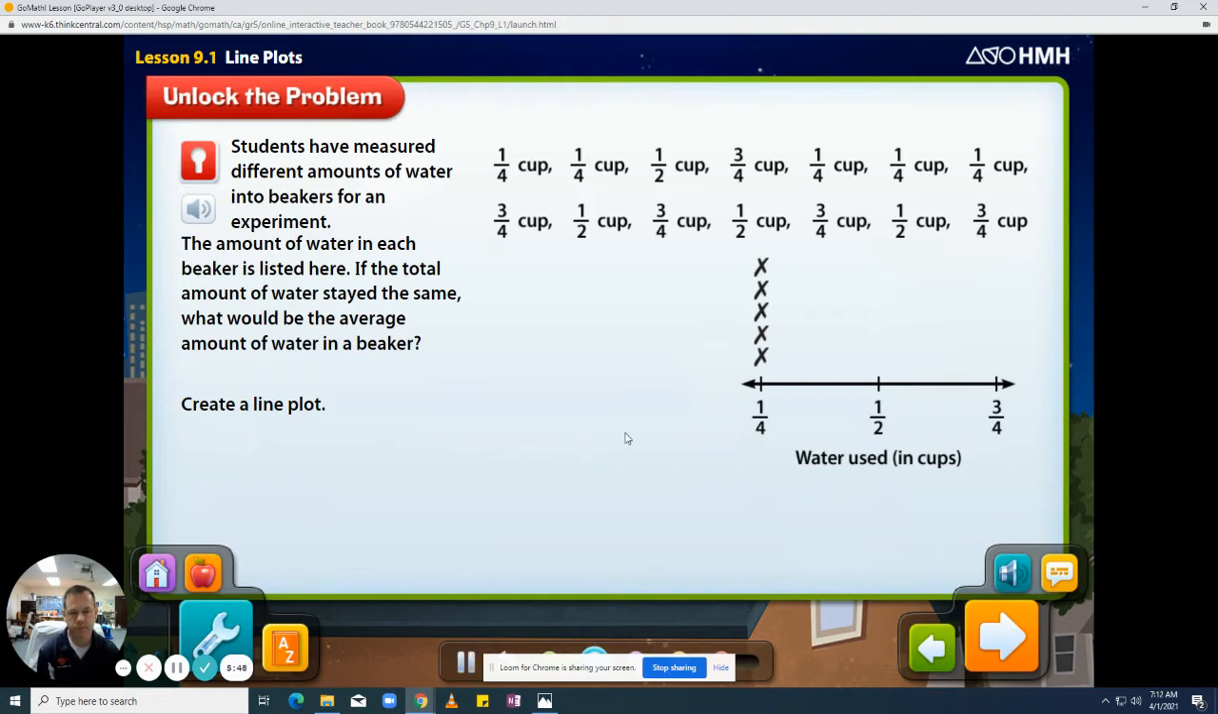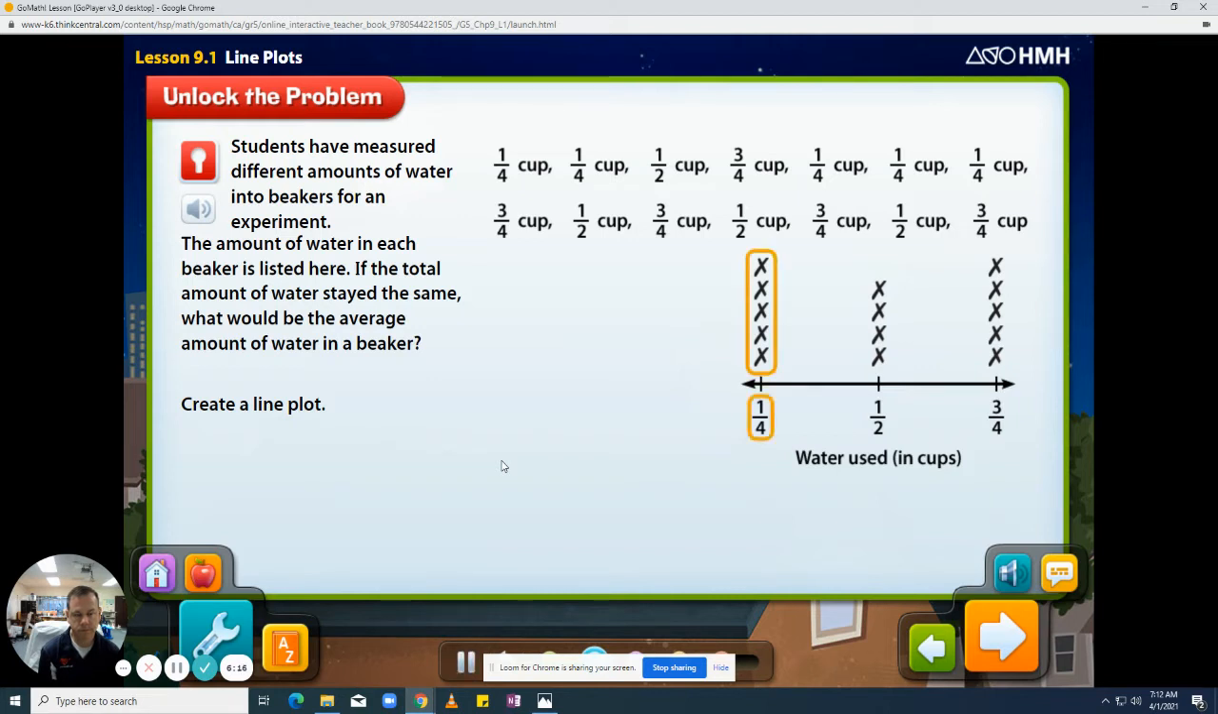How many 1/2 cups do you have? Let's see. 1, 2, 3, 4. Looks like 4. So let's make 4 marks in the 1/2 cup column. How many 3/4 cups do you have? 1, 2, 3, 4, 5 again. 5. So let's make 5 marks in the 3/4 cup column.